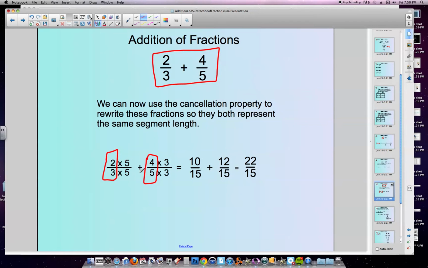But if we notice in doing so, we now have kind of created these new fractions. We have 2 times 5, well, that's 10, over 3 times 5, that's 15. And here we've got 4 times 3, well, that's 12, and 5 times 3, that's 15. But notice now we have 10 fifteenths and 12 fifteenths. We're talking about the same unit of length. And therefore, we can now just say, well, that's a total of 22 fifteenths, and the problem is solved.